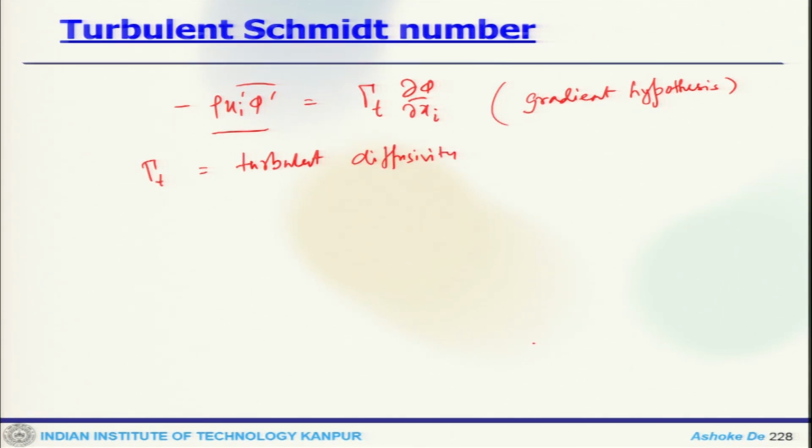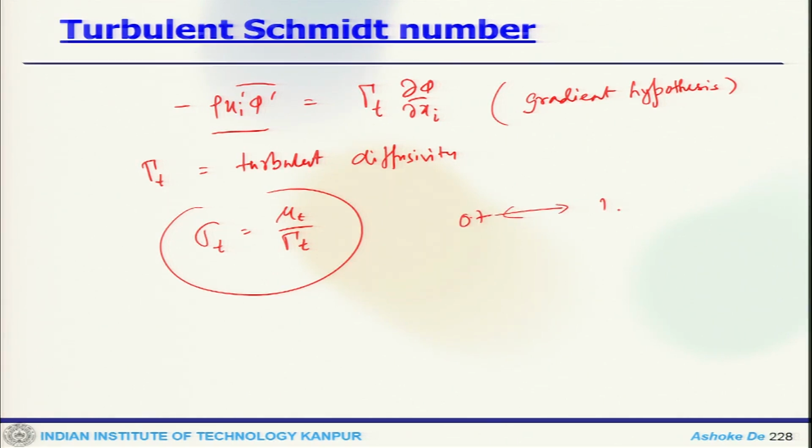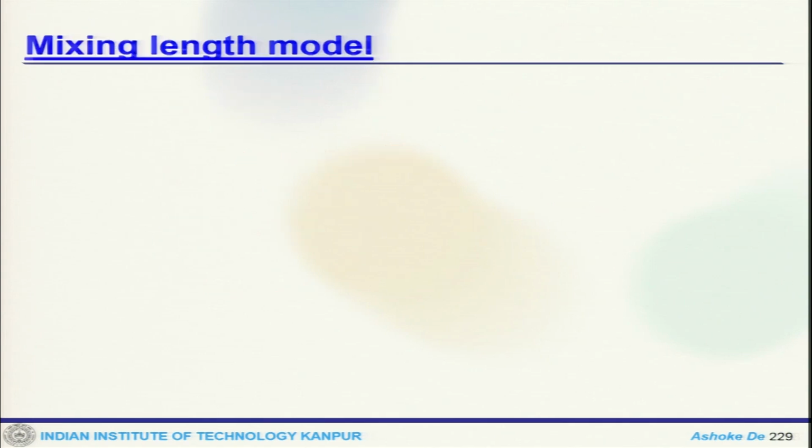Now, the turbulent diffusivity is calculated from the turbulent viscosity using a model constant which is known as the turbulent Schmidt number, like sigma t is mu t by gamma t. So, the Schmidt number varies from 0.7 to 1. So, that remains pretty constant for large scale problems.